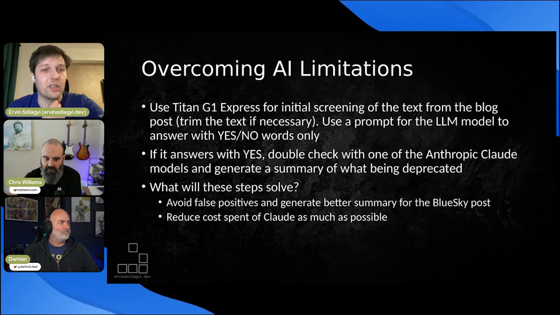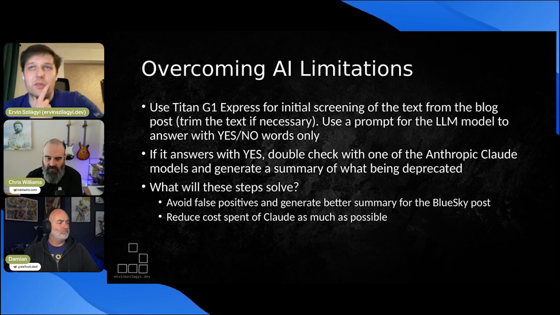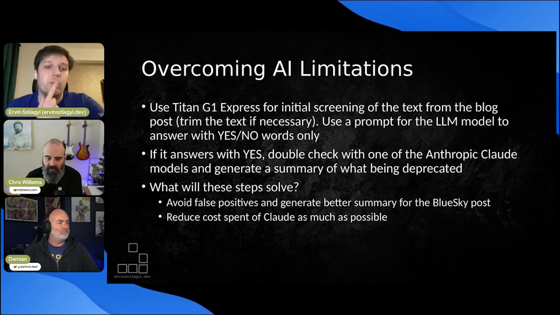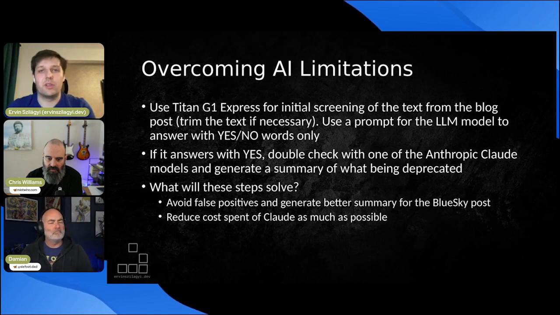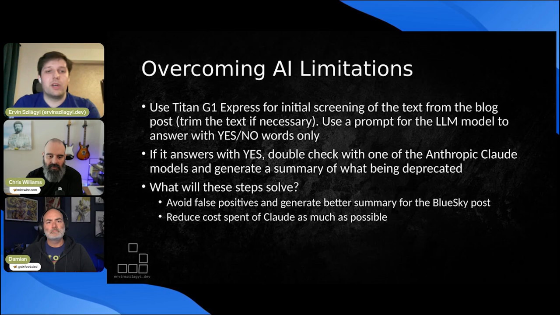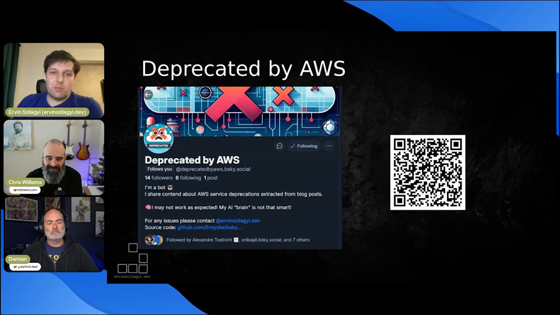I don't really run into being limited by AWS, and I also reduce cost, because in most of the cases the articles do not talk about deprecations, and for that Titan is able to figure out that, okay, this article is not about deprecation, and my request won't be sent to Claude. So that's how I'm detecting deprecations.